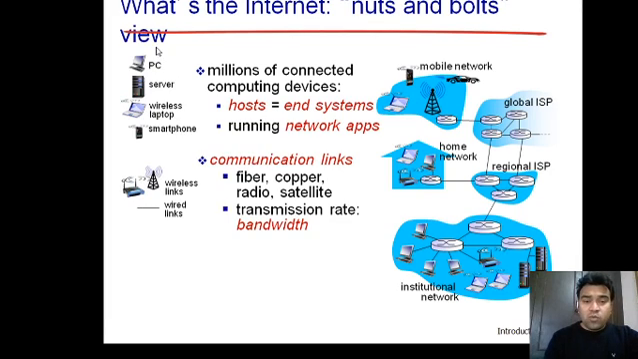Now let's see what we have next. The second thing is communication links. Links which are connecting these devices. These things come under your network core. The core part of the network is communication links, and those links can be optical fiber, copper wire, radio waves, radio signals, satellites, and the main thing is transmission rate, which is the bandwidth.